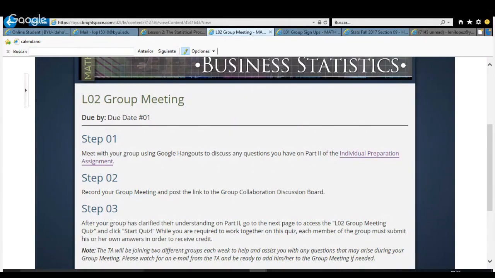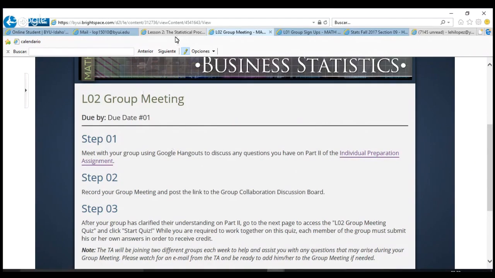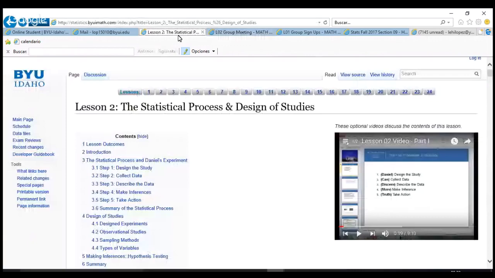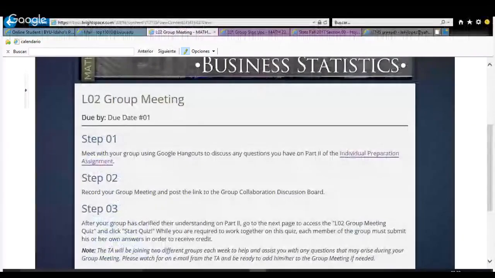Well, I printed the reading, and we are supposed to determine the sampling method. Okay, so look, let me see if I can have it. These are the sampling methods. I don't see anything on your screen right now. I only see the lesson 2 group meeting. Okay, let me know when you see it. There are 5 sampling methods.